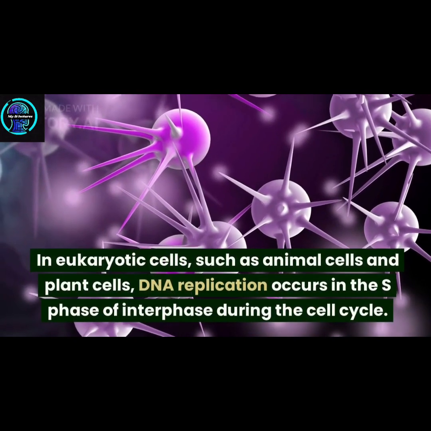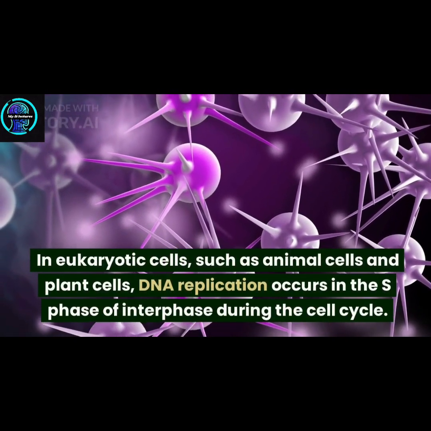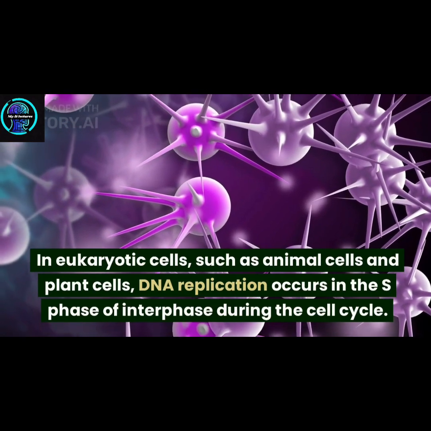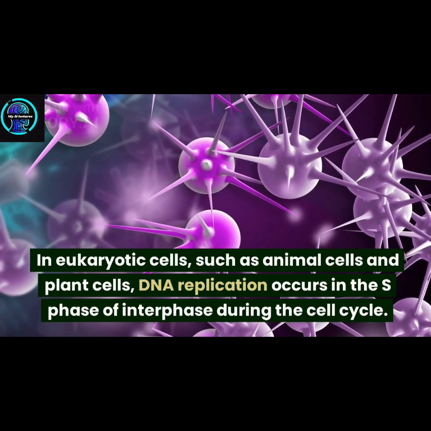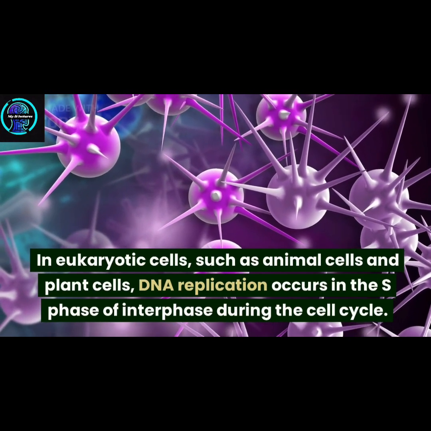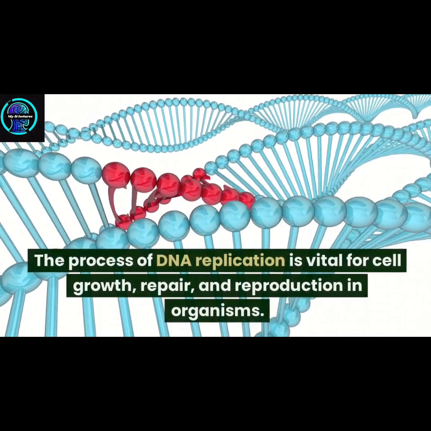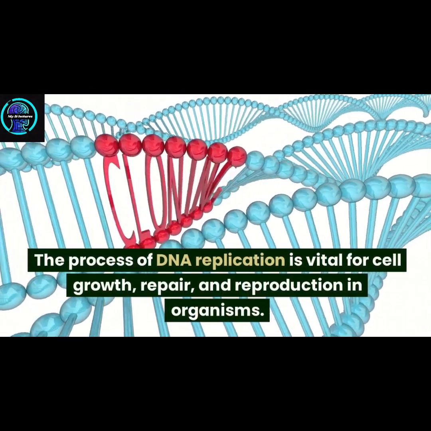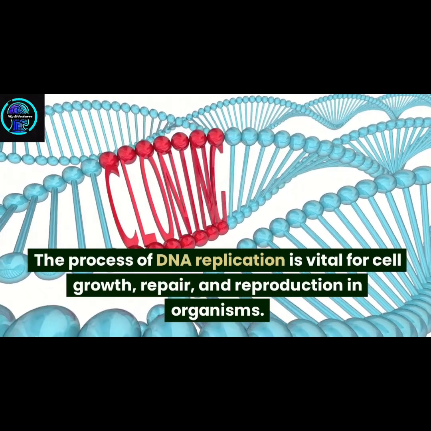In eukaryotic cells, such as animal cells and plant cells, DNA replication occurs in the S phase of interphase during the cell cycle. The process of DNA replication is vital for cell growth, repair, and reproduction in organisms.